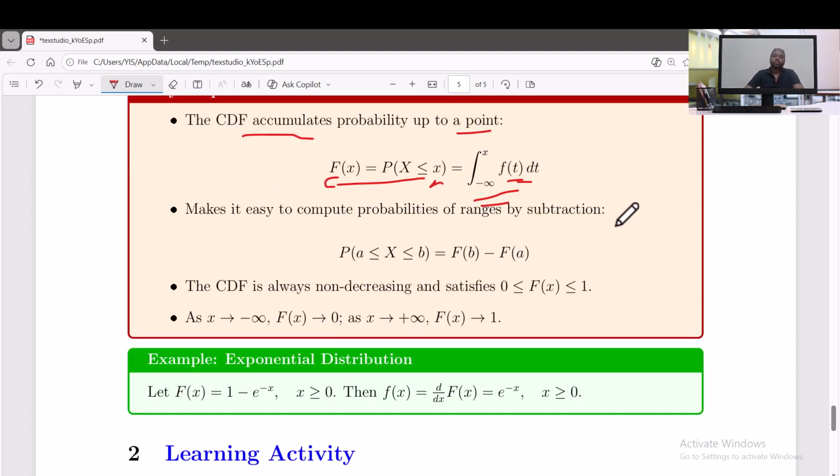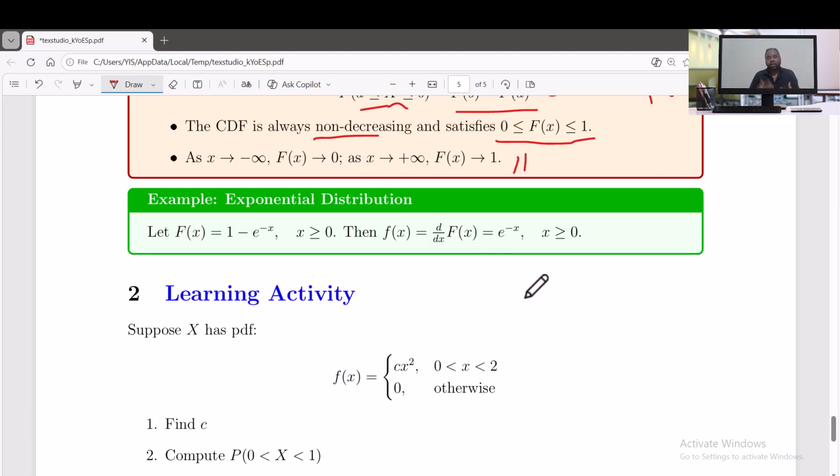And we can compute the probability of any interval from the CDF, right? For example, for any interval a and b, the probability of that interval is nothing but the difference of the CDF value at the maximum and the minimum value of the interval, right? F of b minus F of a is nothing but the probability of this interval. CDF is always non-decreasing and satisfies this one. As x tends to negative infinity, F of x tends to 0. As x tends to positive infinity, F of x is 1. This is a property of CDF.